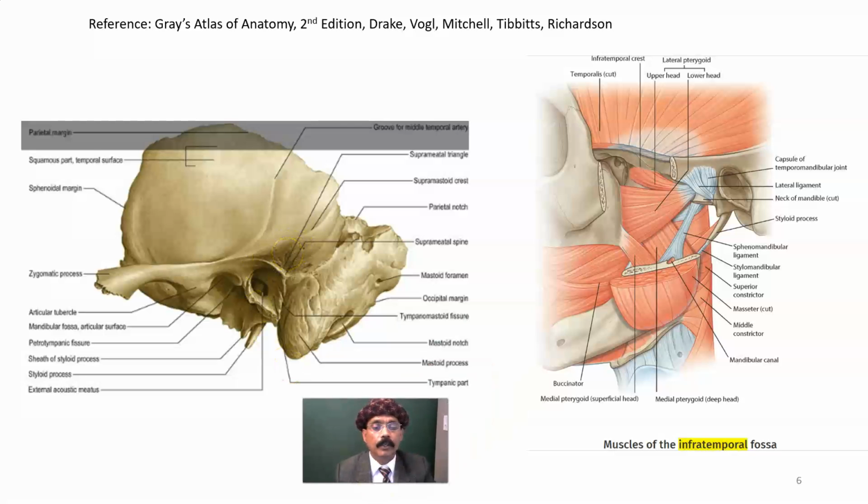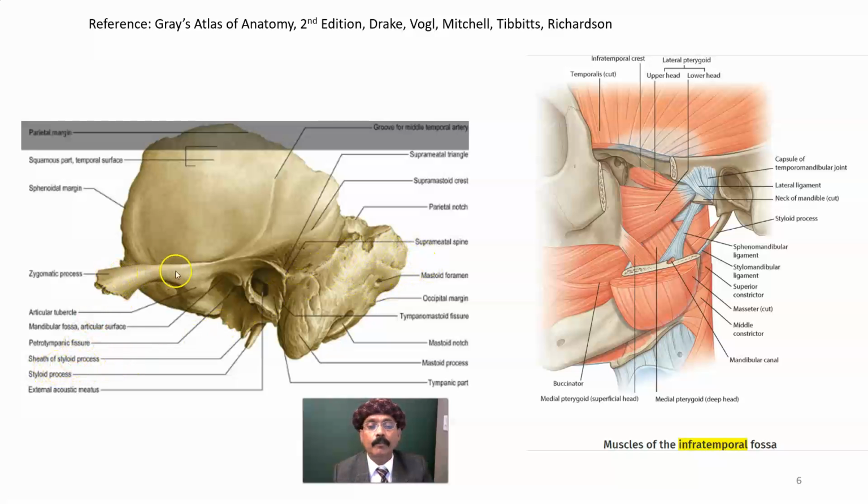Okay, we got that. We have multiple fissures like the tympanomastoid fissure for the passage of the auricular branch of the vagus nerve. We have the petrotympanic fissure, which transmits the chorda tympani branch of the facial nerve. Okay, we got that. We have the mastoid foramen for the passage of the emissary vein that connects the posterior auricular vein to the sigmoid sinus. Okay, so we got that.